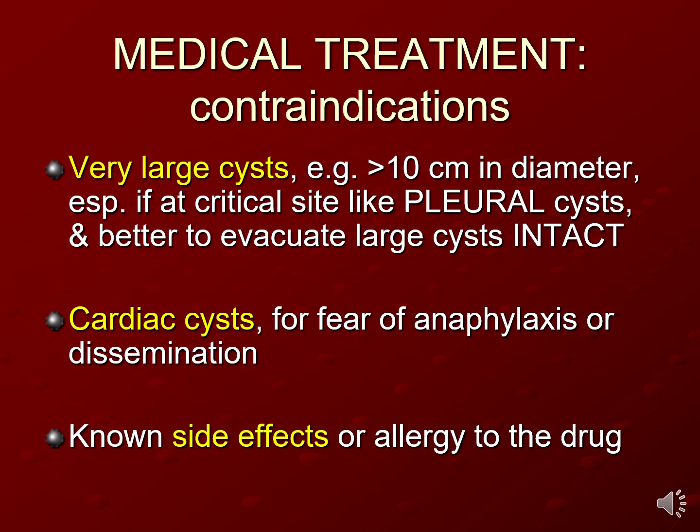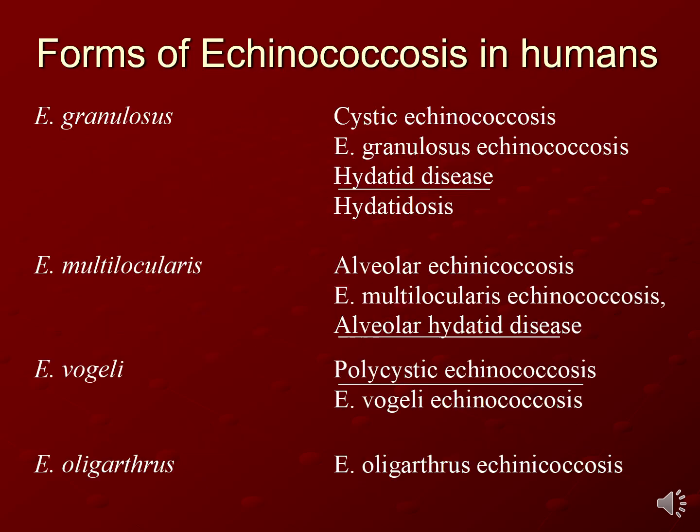What will happen eventually to the cyst? Nobody knows, but the body cannot take care of it altogether. So very large cysts are better operated and removed. Cardiac cysts also should not be treated medically for fear of rupture and dissemination. They would better be removed by surgery, and also known side effects to the drug.